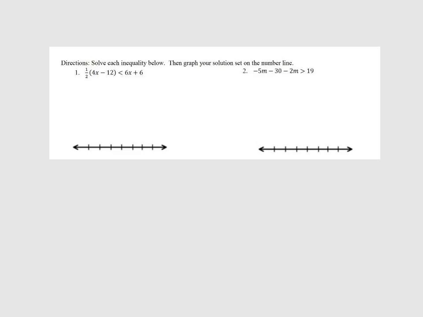Now we are going to solve these inequalities the same way that we do equations. So my first step I notice for number 1 is I need to do the distributive property. Half of 4x is 2x. Half of negative 12 is negative 6. I drop down everything else that I have not touched.